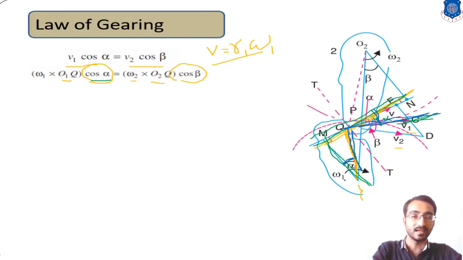Similarly for beta, because in this arrangement also this perpendicular line matches with this velocity V2. So the angle beta will be the same in both cases. So beta will be transferred to this position.